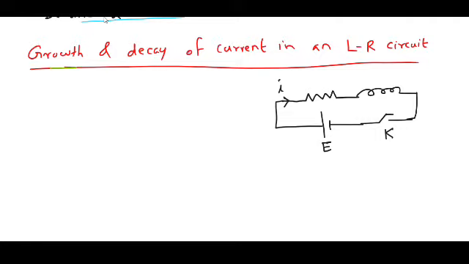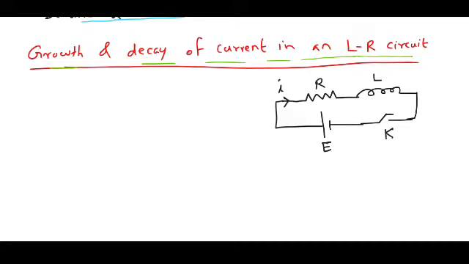The growth and decay of current in an inductor-resistor circuit. The circuit contains an inductor and a resistor. That is, this is a circuit containing a resistance and an inductance L. Growth means that just as the key is pressed, a small amount of current starts to grow in the circuit. Before reaching the steady state, whatever current is flowing through the circuit is a transient current.